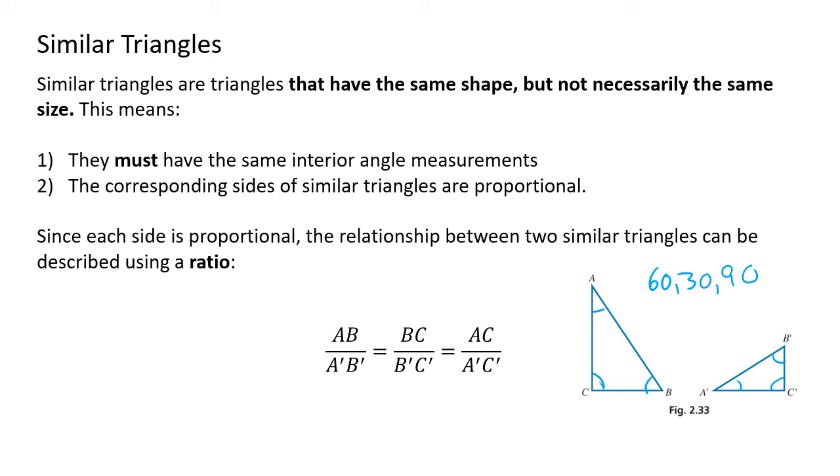So in other words, side AB, in this instance, is the long side. I'll switch to red so you can see it a little better. So side AB divided by side A, and I'm calling them A prime and B prime.